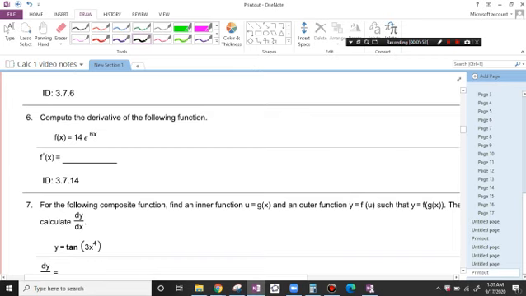Straight up derivative. The derivative of 14e to the 6x is 14e to the 6x times the derivative of 6x, which is 6. 14 times 6 is 84e to the 6x power.